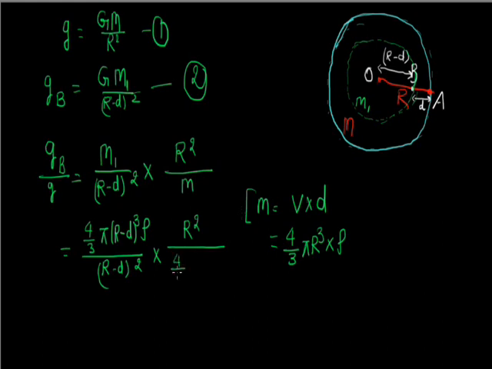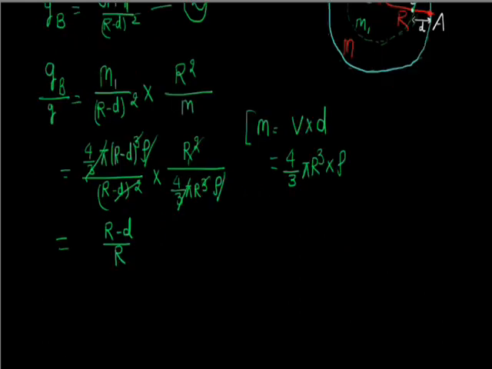So 4 by 3 pi R cube into rho, the 4 by 3 pi and rho cancel, and here the power is 2. So the remaining will be (R minus d) upon R. So we can write g at any depth d is g into (1 minus d upon R).